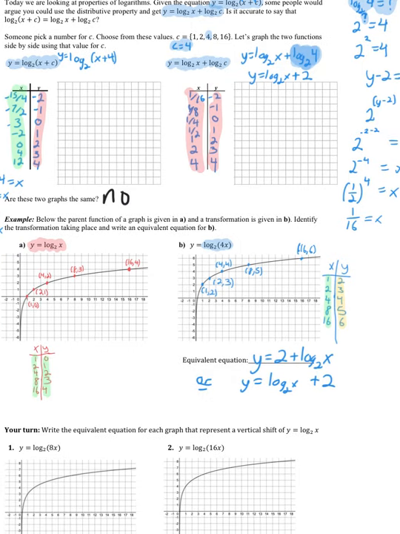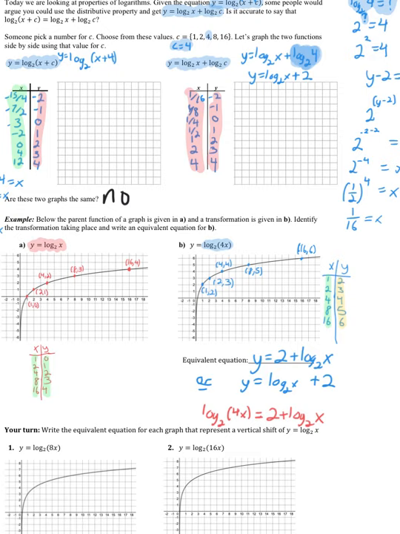So what we can also say is that it turns out log base 2 of 4x is equal to 2 plus log base 2 of x. Those two equations are equal, just like what we did on the warm-up where we saw 2 different equations that turned out to be equal.